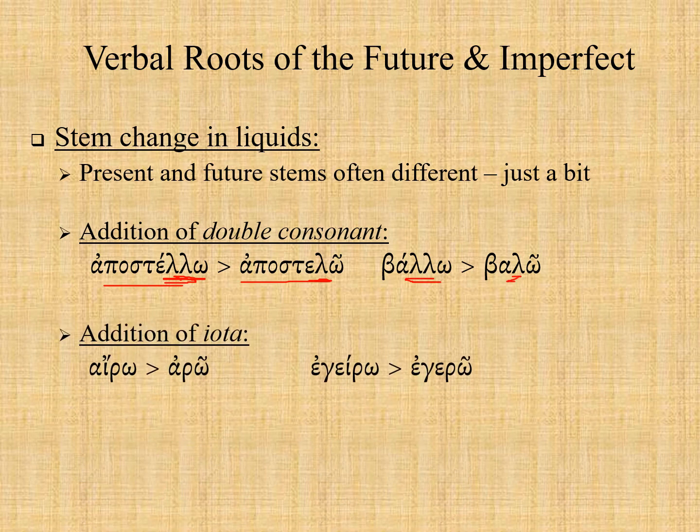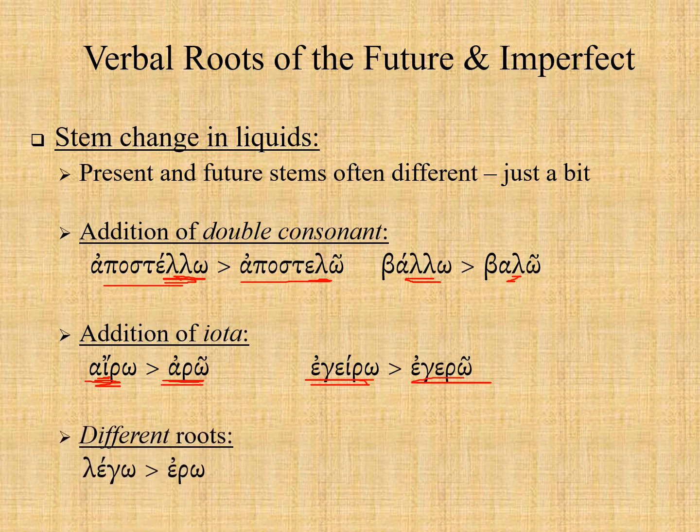Sometimes we have an addition of iota. So airo becomes aro, and obviously the aro would be the root, and then it would be airo, so the iota would be added here. Similarly, in egeiro, obviously it looks quite different, or the other way around. So egeiro is I raise up, and egero I will raise up.